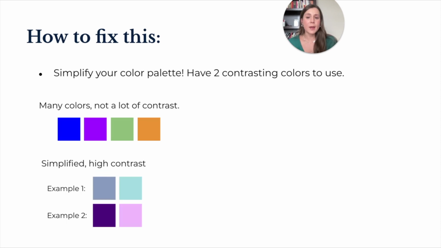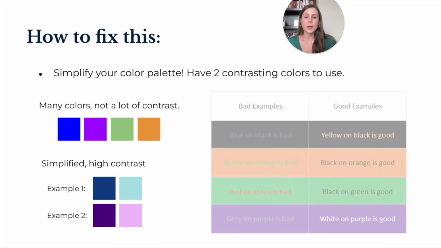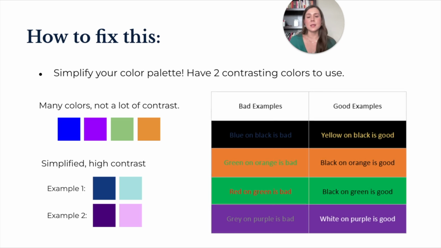We can simplify this by choosing 2, or at least starting with 2, high contrasting colors. And you can always build from there. I think it's just good to know for certain that you have ones that are going to work together nicely. Now here are just some good and bad examples of poor contrast and good contrast. You can see that blue on black obviously doesn't work very well together and it's very hard to read, whereas something like yellow on black is a lot more readable.